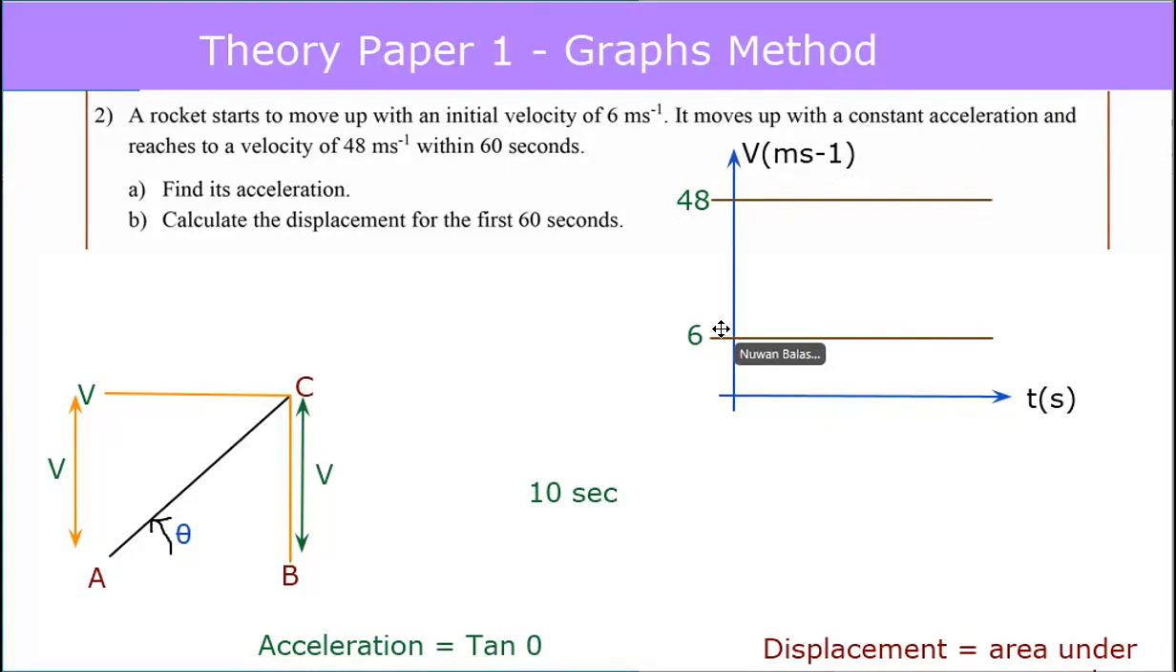So velocity increases from 6 to 48 within 60 seconds. Actually, 60 seconds means 1 minute. Within 1 minute, velocity increases up to this much. Right? And it moves with constant acceleration. So the motion starts at 6, ends at 48, and it should be a constant acceleration. Therefore, the graph should be something like this.